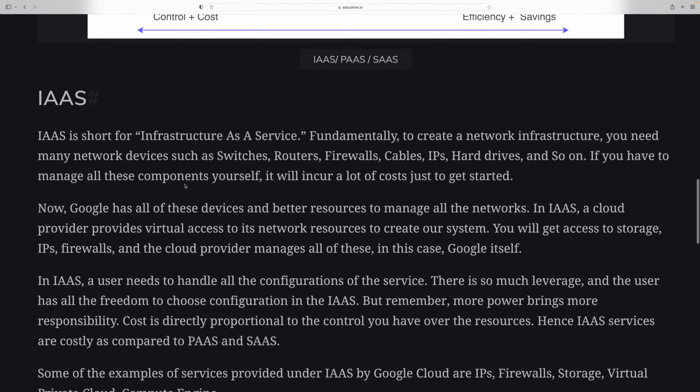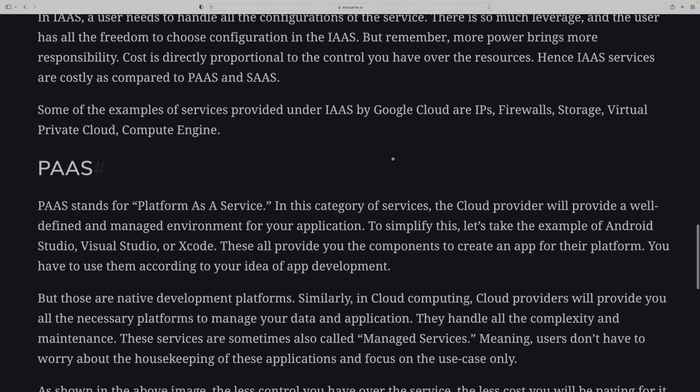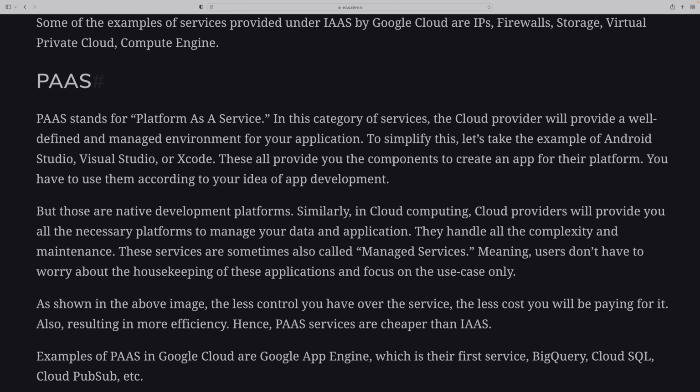Now platform as a service. If you see in this image, you are only taking care of data and application, right? So let's understand the platform. The provider will provide a well-defined and managed environment for your application. To simplify this, let's take the example of Android Studio, Visual Studio, Xcode. These all provide components to create an app for the platform. You have to use them according to your idea of app development. There are native development platforms, similar to cloud computing. The cloud provider will provide all the necessary platform to manage your data and application. They handle all the complexity and maintenance.